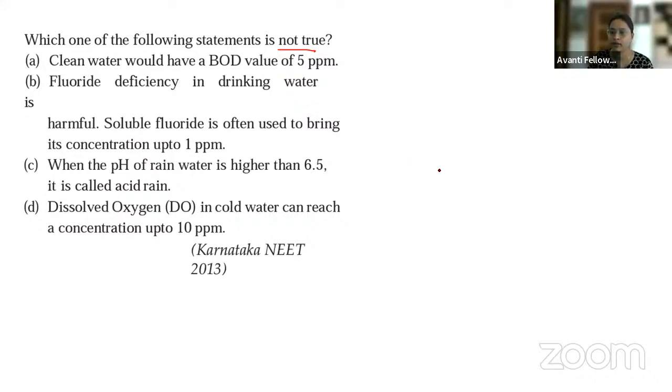Okay, so now let's talk about: which of the following statements is not true? Clean water would have a BOD value of 5 ppm. Fluoride deficiency in drinking water is harmful. Soluble fluoride is often used to bring its concentration up to 1 ppm. When the pH of rainwater is higher than 6.5, it is called acid rain. Dissolved oxygen in cold water can reach a concentration up to 10 ppm.